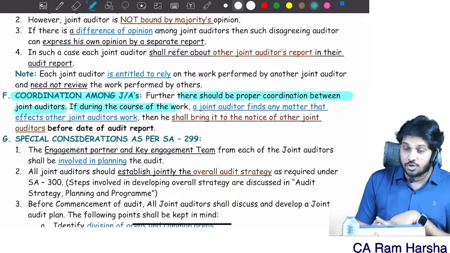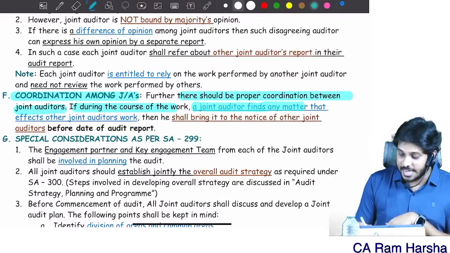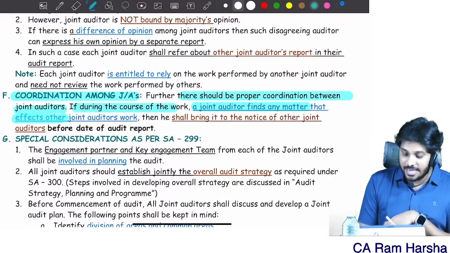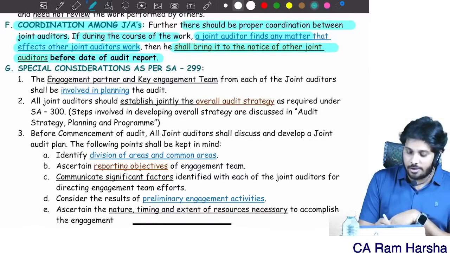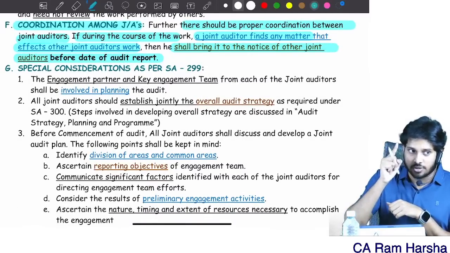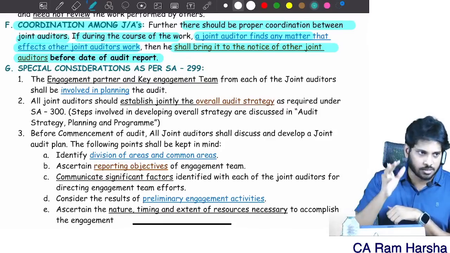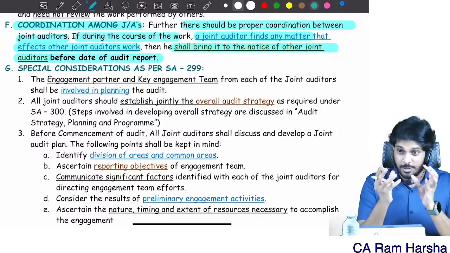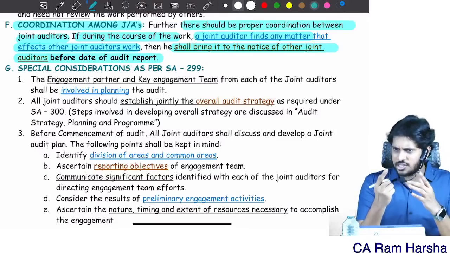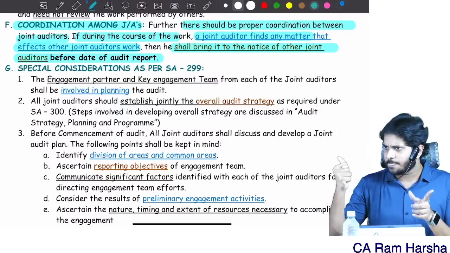If during the course of the work, a joint auditor finds any matter that affects the other joint auditor's work, then he shall bring it to the notice of the other joint auditor before the date of the audit report. This is a requirement. Suppose you are doing work, and in the course of doing the work, you found some issues related to purchases. Purchases is audited by another auditor, not you, another joint auditor.